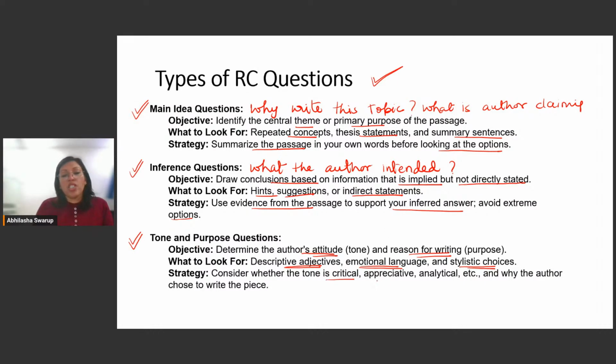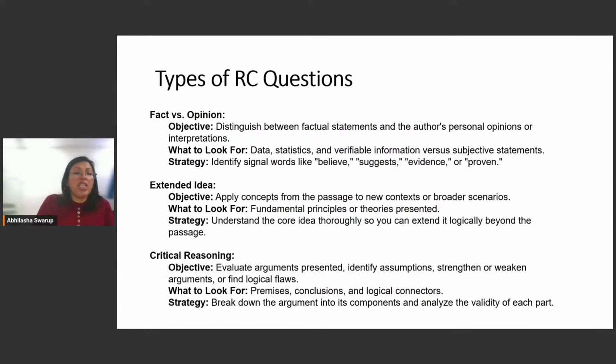What is the strategy? Consider whether the tone is critical, appreciative, or analytical. Why did he choose to write the piece? That will help you answer this. So that is what you're looking for when you're doing the tone and purpose questions. Why has he written this passage?